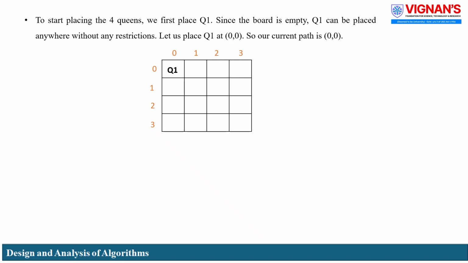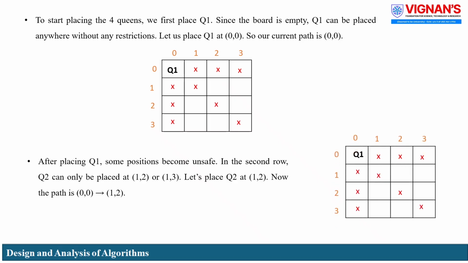After placing Q1 at 0, 0, all cells in row 0, column 0, and both diagonals from 0, 0 become unsafe. In row 1, the safe positions available for Q2 are 1, 2 and 1, 3. We choose to place Q2 at position 1, 2. Now, the current path becomes 0, 0, arrow 1, 2.